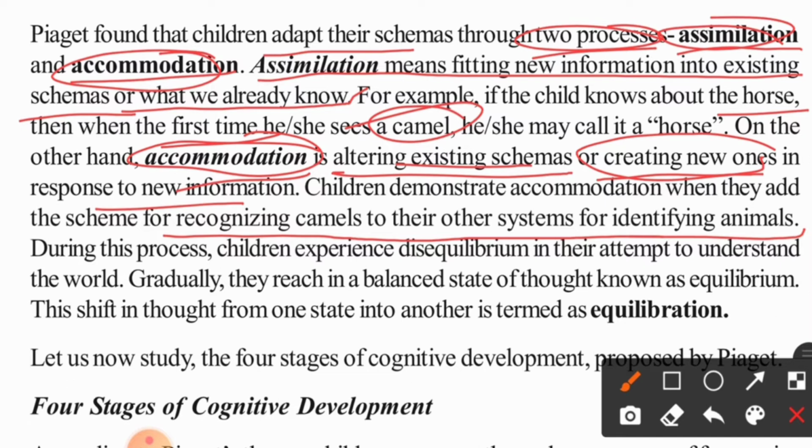Now, during this process, children experience disequilibrium. In their attempt to understand the world, gradually they reach a balanced state of thought known as equilibrium. The term is equilibrium. There are 3 syllables in this word. This shift in thought from one state into another is termed as equilibration.